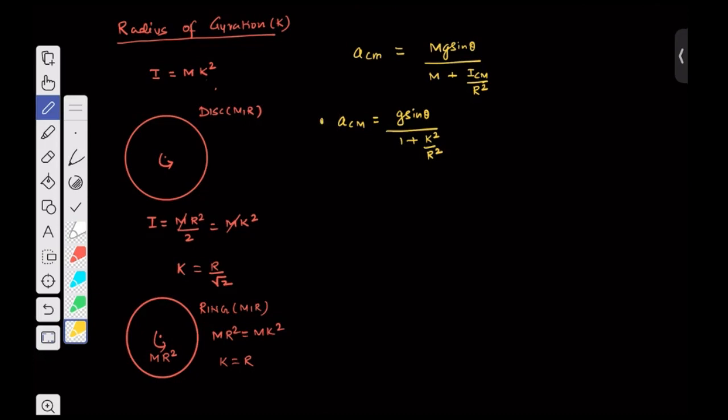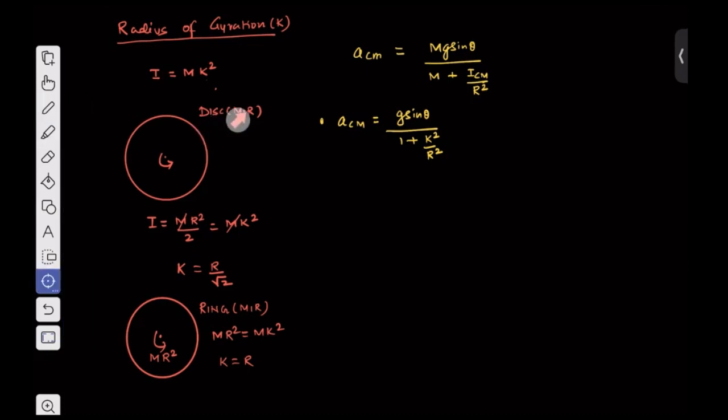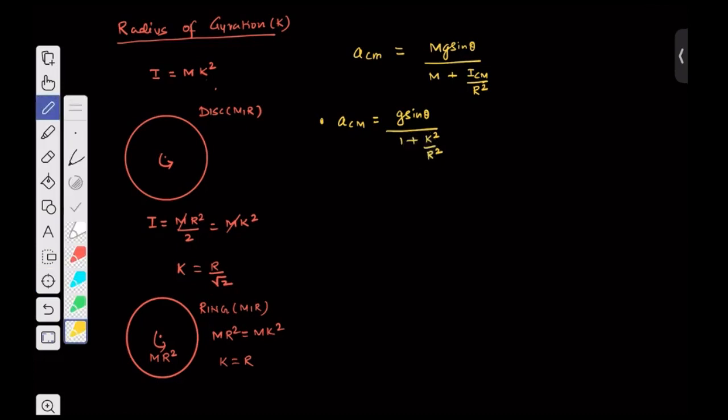Now tell me, once I write it in this way, what you see is that the acceleration of the center of mass is independent of the mass. As long as I give you a disk of radius r, the radius of gyration is going to be r by root 2, no matter what the mass of the disk is. Here k is the radius of gyration. It does not depend upon the mass, it depends upon the mass distribution. So this ACM, the acceleration of the center of mass, is independent of the mass of the system.